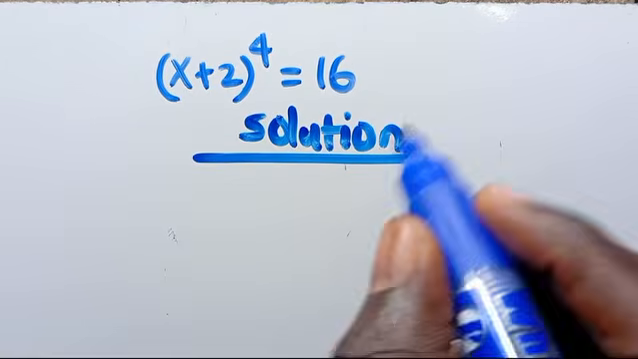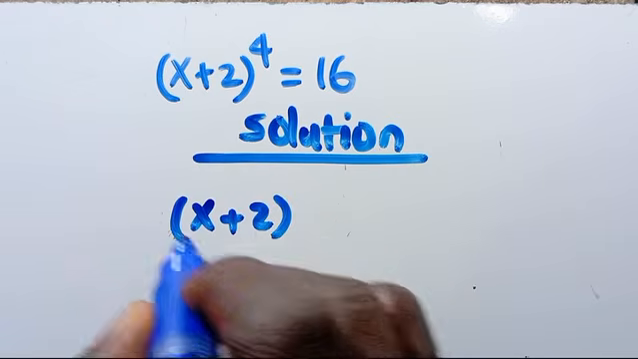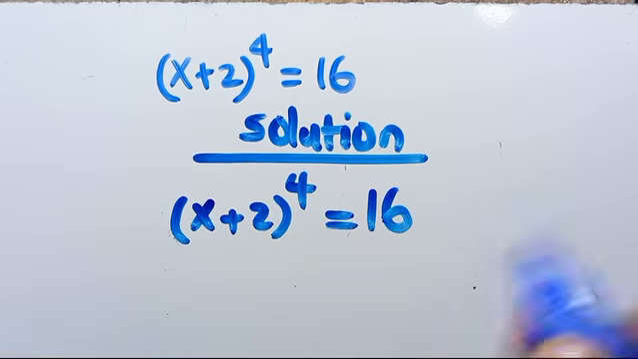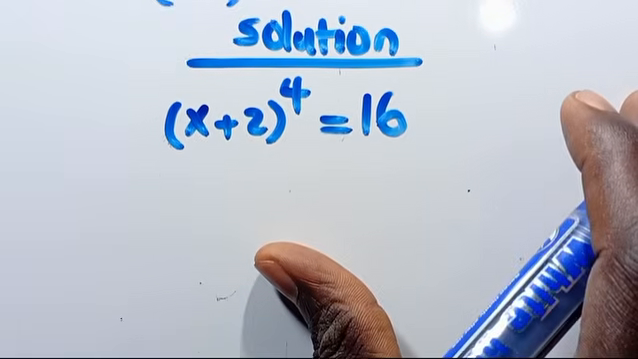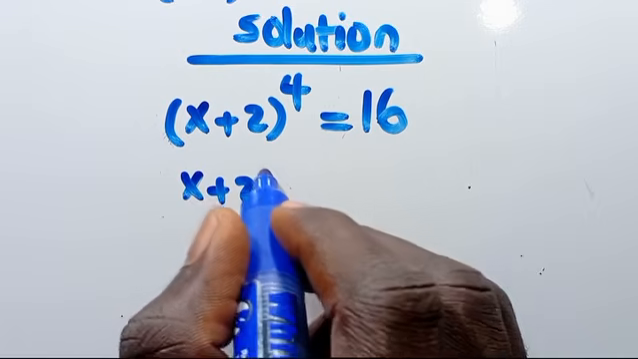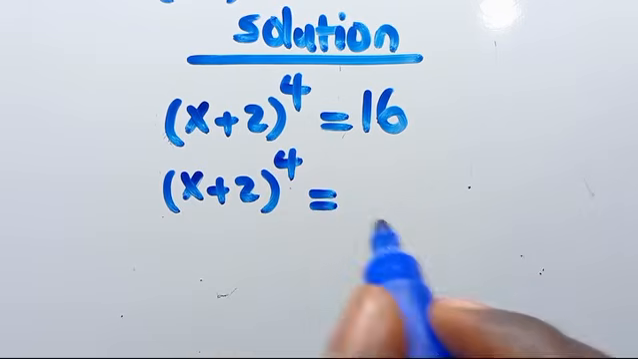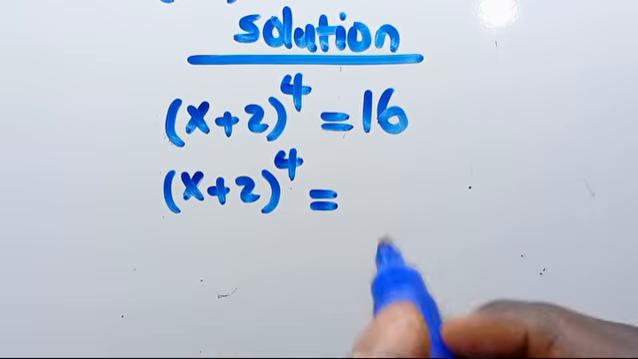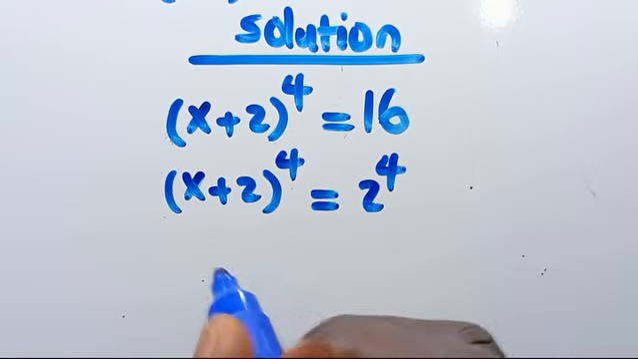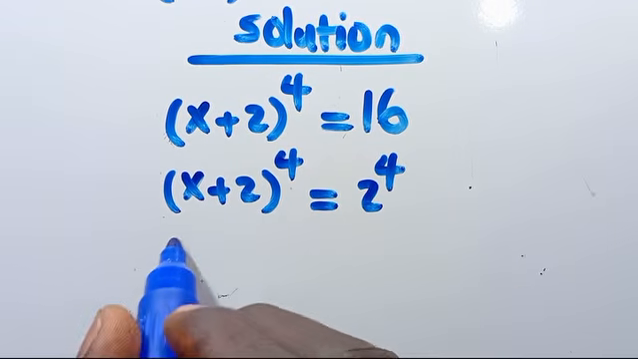Hi, what is the value of x given that (x + 2)^4 equals 16? x plus 2 in parentheses to the power of 4. We can write 16 in base 2 as 2 to the power of 4, meaning that 2 to the power of 4 will give us 16.